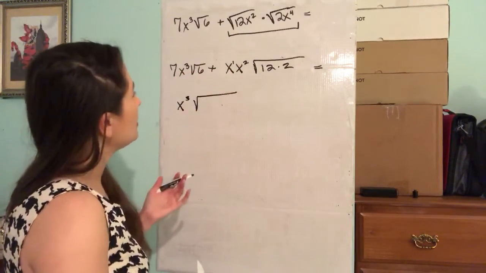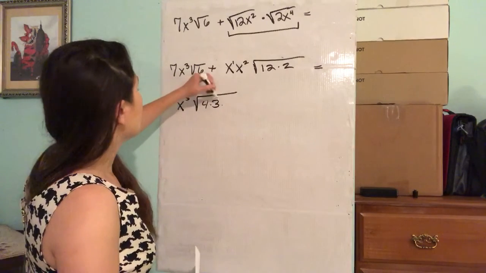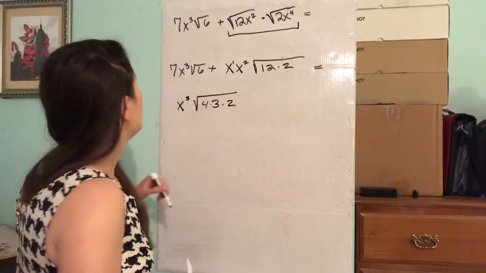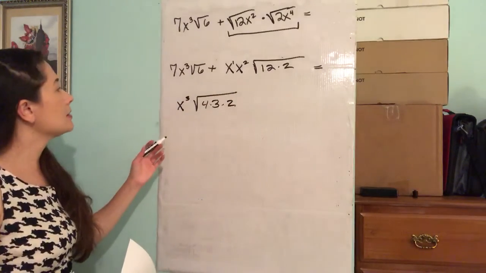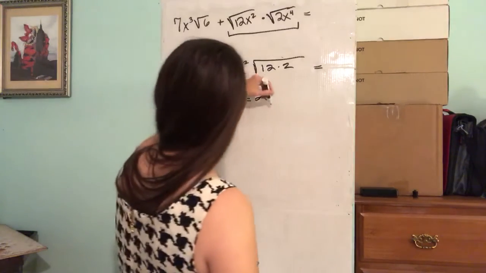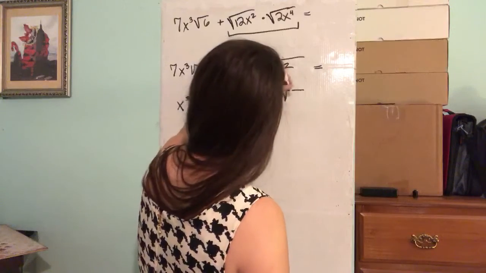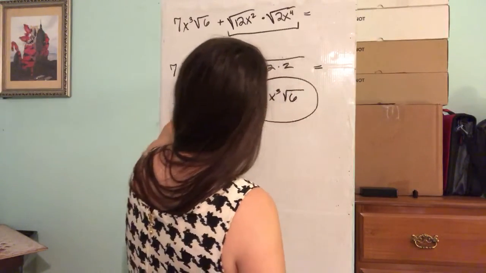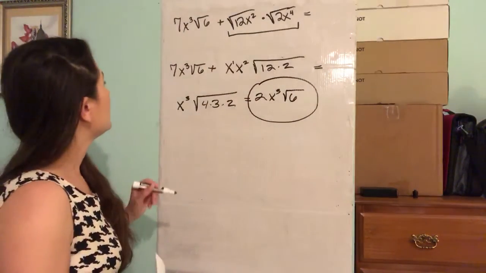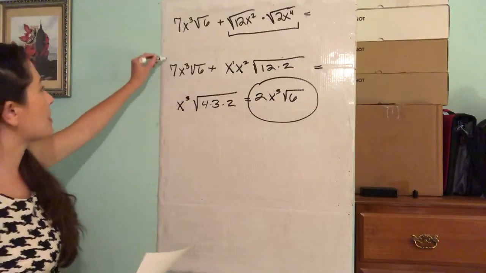We can break down 12 into 4 times 3. Okay, and then times 2. What is the square root of 4? The square root of 4 is 2, so that's going to be 2 times x to the third times the square root of 6. Okay, so this is just this part, okay? I forgot to carry down this part.